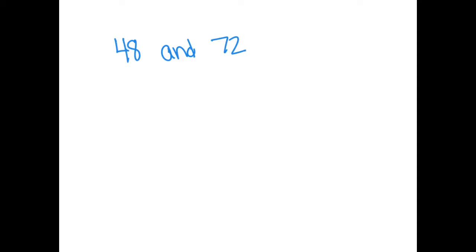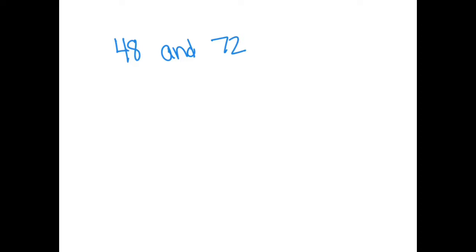Today we will be finding the greatest common factor and least common multiple without finding the prime factorization. Remember, greatest common factor is the largest factor that multiplies into two or more numbers. So we are going to start off with 48 and 72. We need to find the greatest common factor of these two numbers.